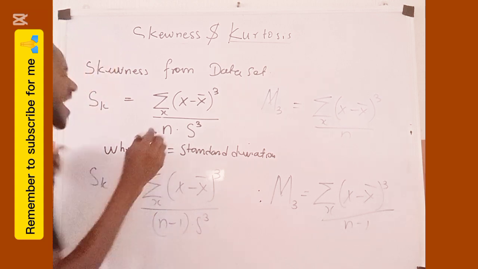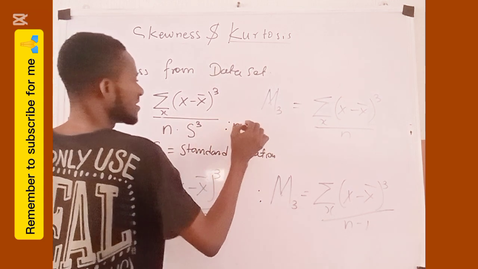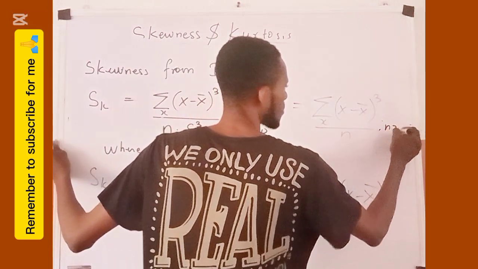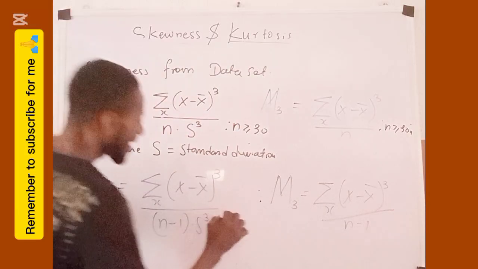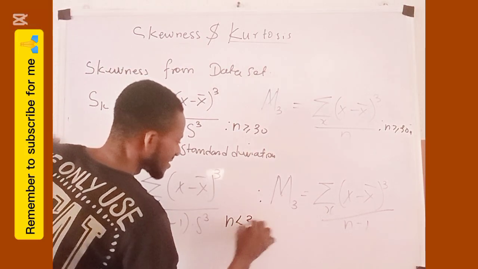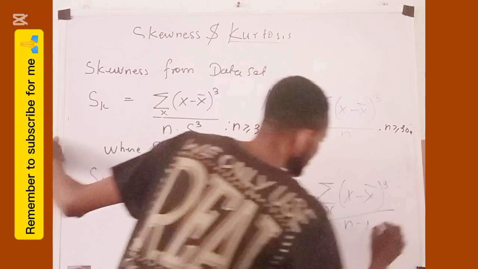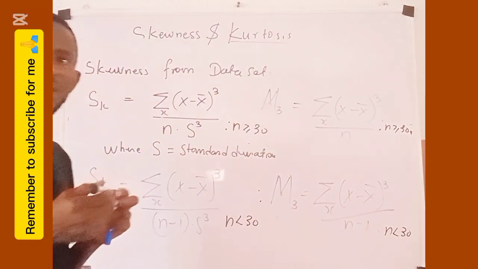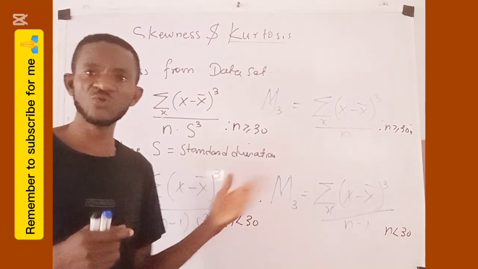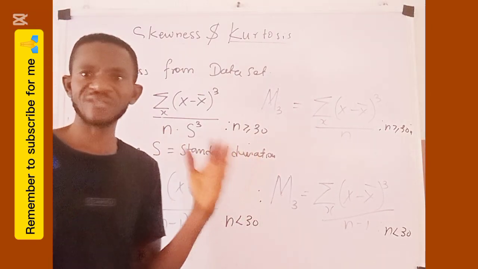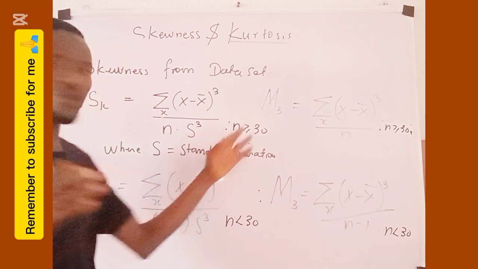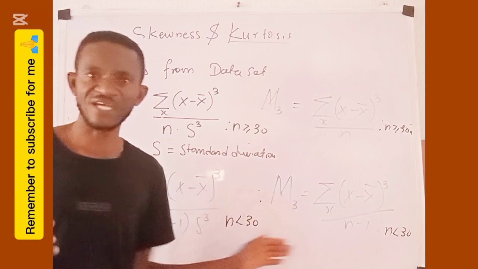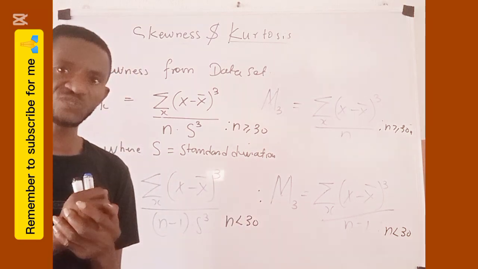These conditions of n minus 1 can only be used when n is small. Here, our n is greater than or equal to 30. But in this case, our n is strictly less than 30. So these are the different kinds of formulas that we are to use when our sample size is large to the extent that it is greater than or equal to 30, and when it is small to the extent that it is strictly less than 30. These are the different formulas that we use there.